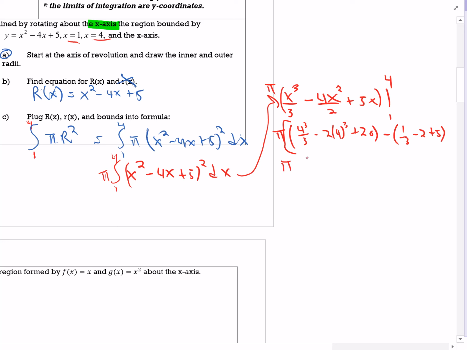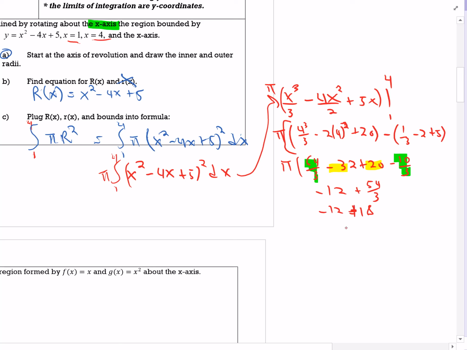4 to the third is 64. Minus, 4 squared is 16 times negative 2 is negative 32, plus 20. Simplify this whole thing: it's going to be 3 plus 1/3 is 10/3. So it's going to be minus 10/3. Let's combine the piece with the thirds with this piece, and then we'll combine this piece with that piece, and then we'll combine them all afterwards. So it's going to give us negative 12 plus 54 thirds, which, 54 divided by 3 is 18.